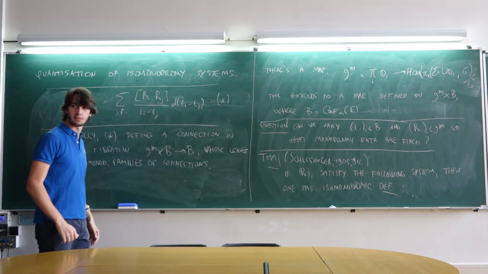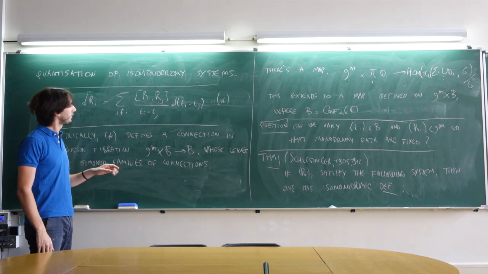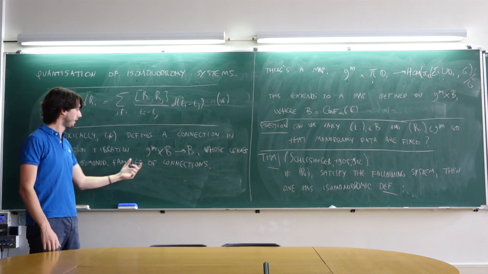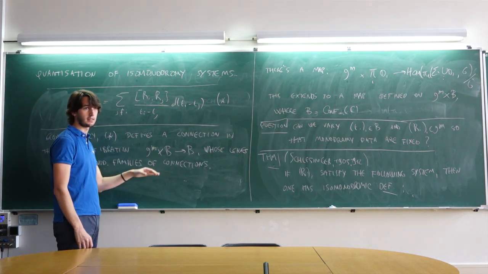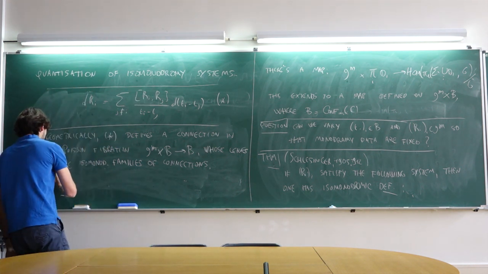This is the first statement. This is what people call the isomonodromy connection. And then, moreover, there is a Hamiltonian interpretation, as I said, meaning that there is some Hamiltonian system on this space taking values in C, such that computing the flow is the same as giving these equations. So, moreover.